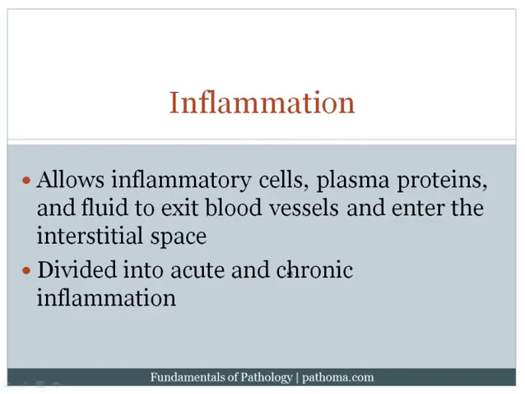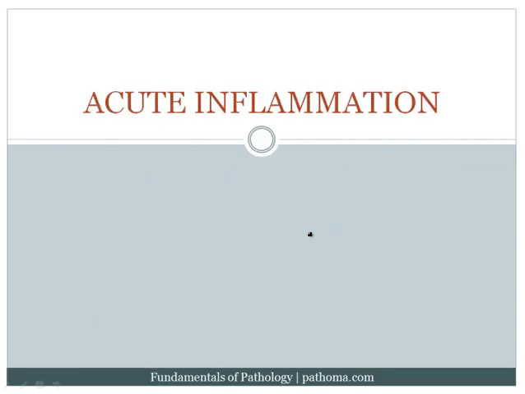So let's go back and review what's in your text. So we say that inflammation allows inflammatory cells, plasma proteins, and fluid to exit the blood vessel and enter the interstitial space. And remember that the interstitial space is basically the tissue space outside of the blood vessel. It's where the inflammation is actually occurring. And this can be divided into acute inflammation and chronic inflammation. And again, acute inflammation will be hallmarked by neutrophils and chronic inflammation by lymphocytes.